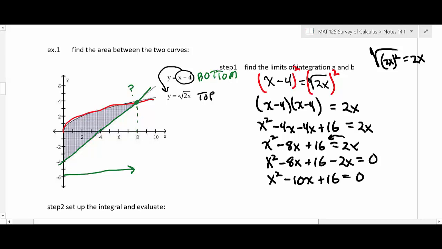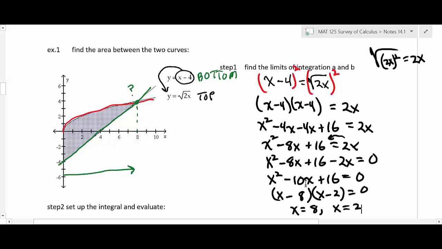You hope it factors, right? So we're going to go ahead and factor this. What would be two numbers that multiply to give 16 and add up to 10? 8 and 2, good. If you don't know that, you could use the quadratic formula. So it's just x minus 8, x minus 2. So what are the two solutions? 8 and 2. So we have x equals 8, x equals 2.